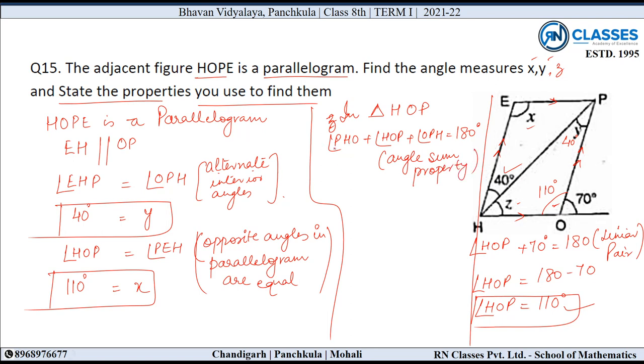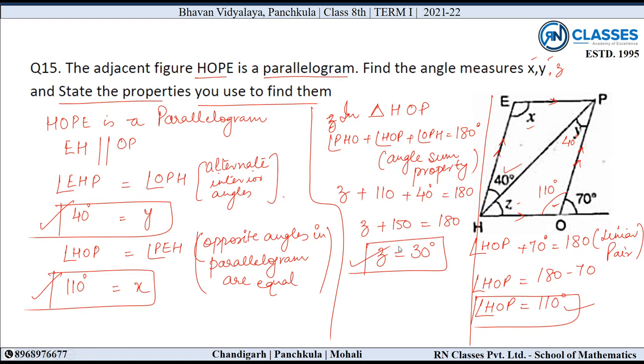That's it. POH, PHO, PHO is Z, HOP is 110, and OPH is Y actually. So Y's value we already have, 40 degrees. Y plus 110 plus Z is equal to 180. So Z plus 150 is equal to 180. So Z is equal to 180 minus 150, which is 30 degrees. I have all three values now, 1, 2, and 3. That's it. So all 3 marks in your bag.